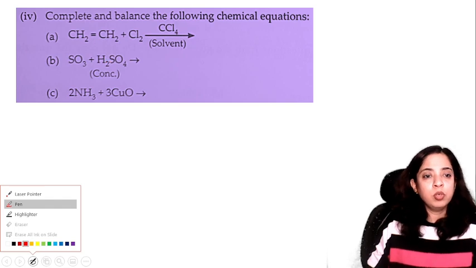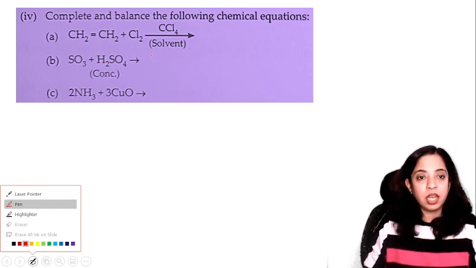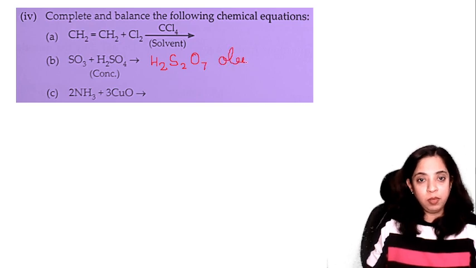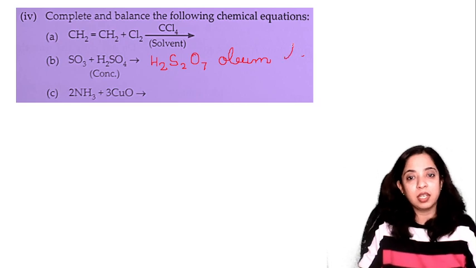Now SO3 plus H2SO4 gives what? Okay, it gives oleum or pyrosulfuric acid. We have already seen this, H2S2O7. This is oleum, or it is also known as pyrosulfuric acid.